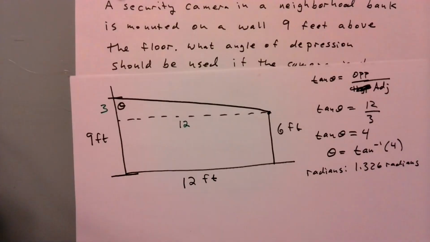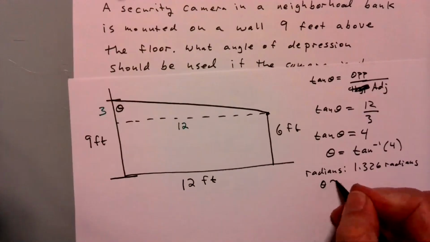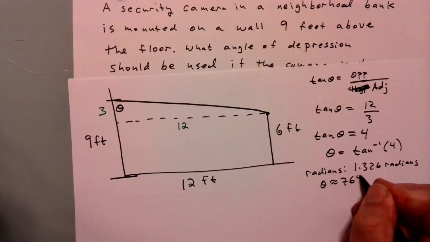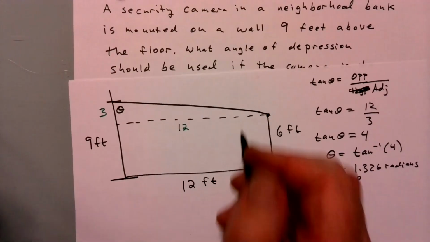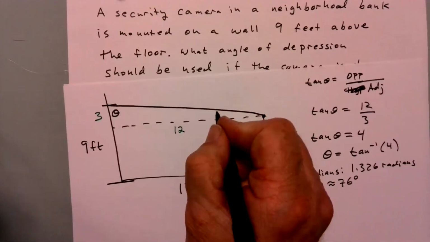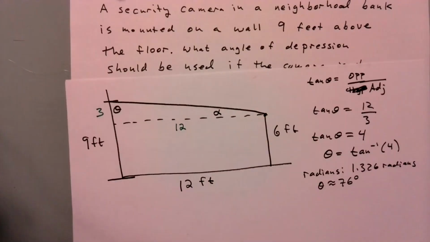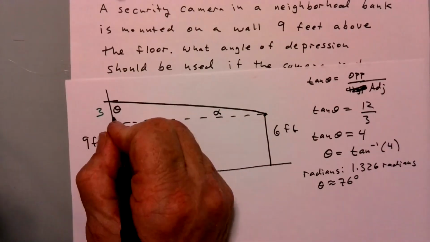Going to degrees. We'll do that next. Change my mode if I can remember how to do that. Mode degrees. Again, inverse tangent of 4 is about 75.96. Let's call it 76 degrees. So I believe that's the angle of depression. The angle of elevation over here would be the complement. So if I call this angle alpha, the third angle here is a right angle.